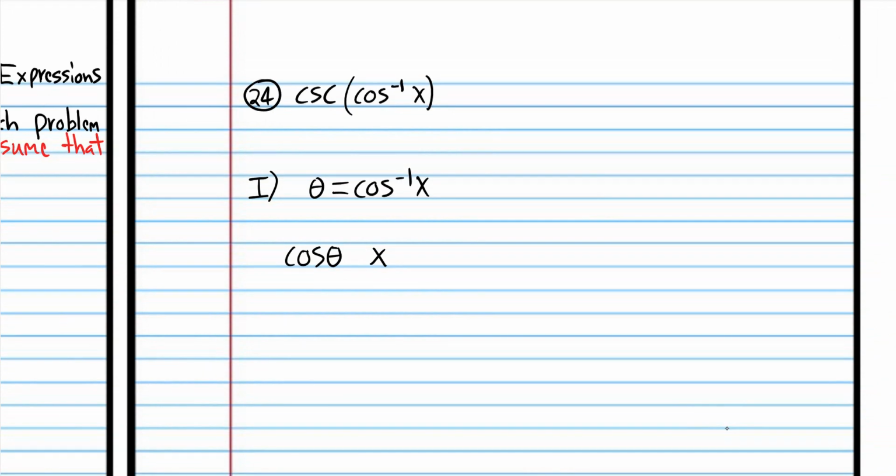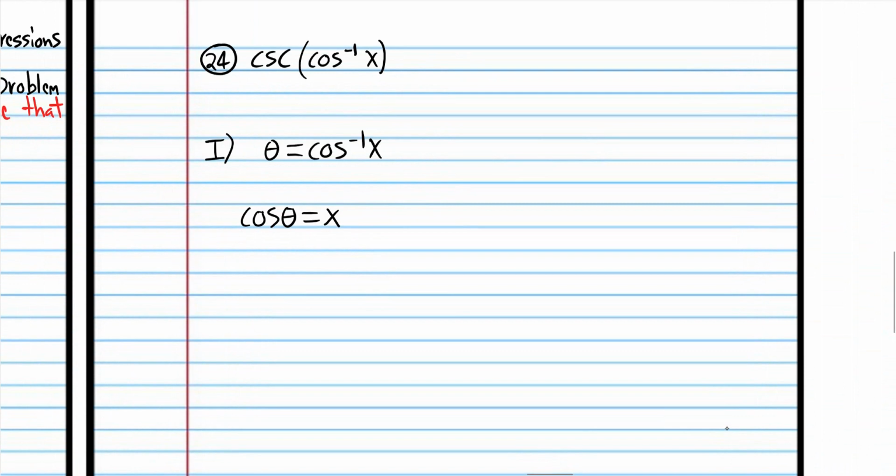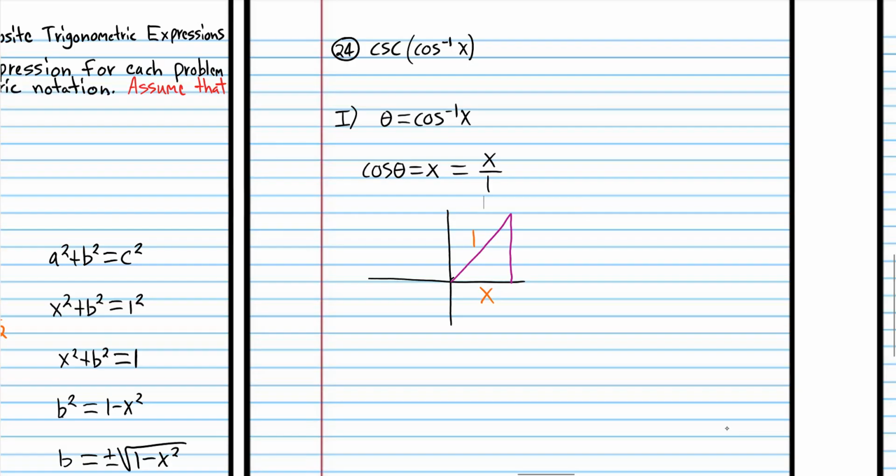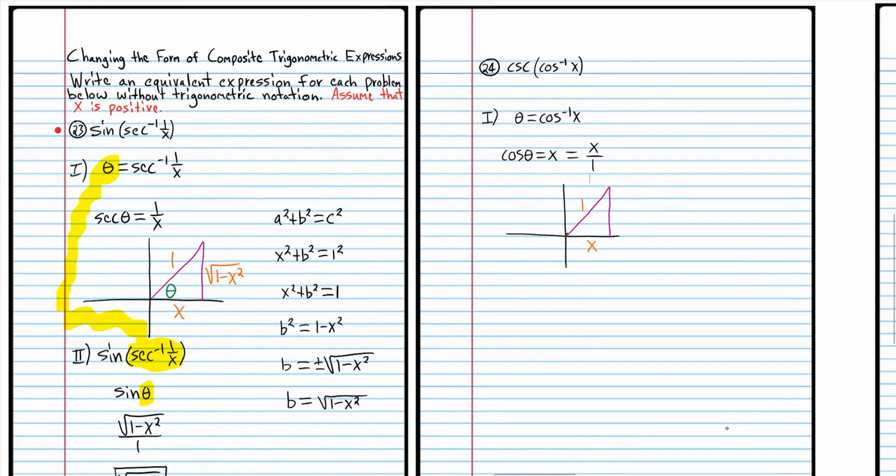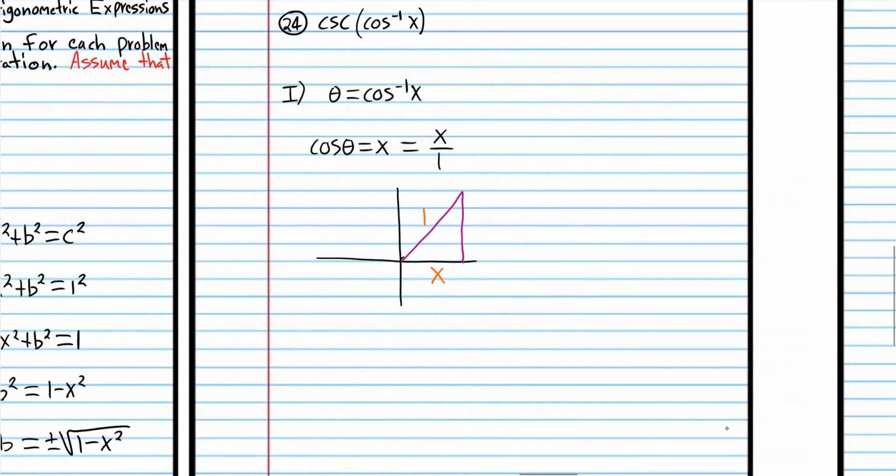And now we're going to draw a triangle, and the triangles are always going to be in the first quadrant because of the reasons that we discussed earlier. Now you can write this x as x over 1, and then we know that the adjacent side is x and the hypotenuse is 1. Again, in this case, the hypotenuse ended up being 1. We're going to label this angle theta.